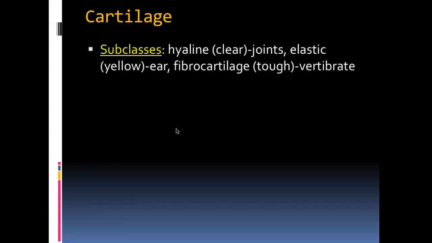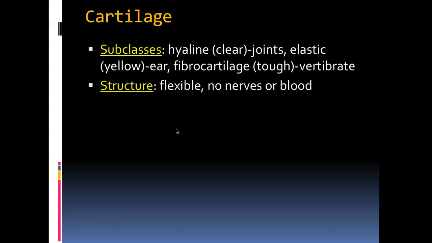Now I'm going to talk about cartilage. You have different subclasses of cartilage. You have hyaline, which is considered clear cartilage that's found in your joints and a few other places I'll mention in a second. Elastic, also known as yellow cartilage, is a cartilage you'd find in your ear or your nose. And then fibrocartilage is considered really tough cartilage that's found in your vertebrae. And we all know cartilage is elastic, it's real bendy, and it can take impact and a lot of pressure. So it's really there to be flexible and to protect, basically.